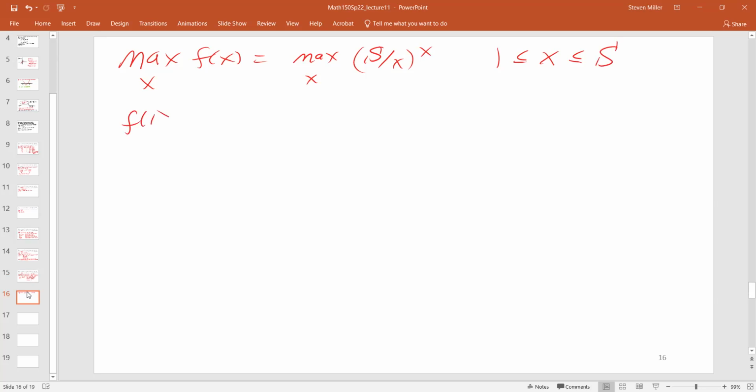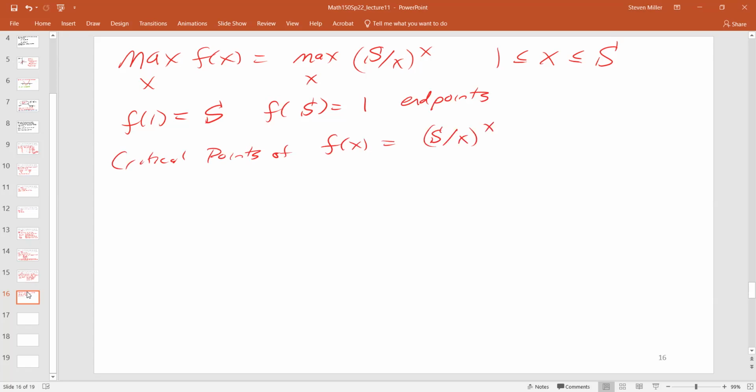F of 1 is just going to be s. F of s is going to be 1. So those are our boundary points. And now, what else do we need to find? Critical points. So we need the critical points of f of x equals (s/x)^x.